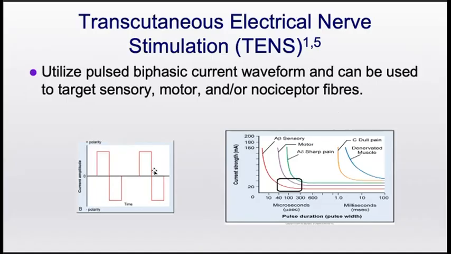Okay, so TENS, or transcutaneous electrical nerve stimulation. This uses what's called a pulsed biphasic current waveform. It can target sensory, motor, or nociceptive pain fibers. So biphasic means it's either always on or off. Okay, so you've got positive polarity and negative polarity.